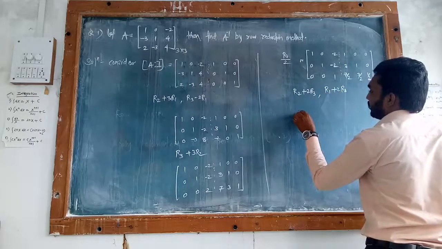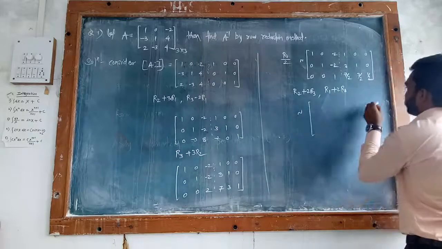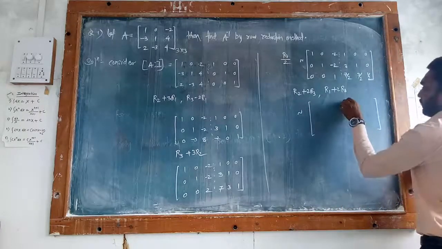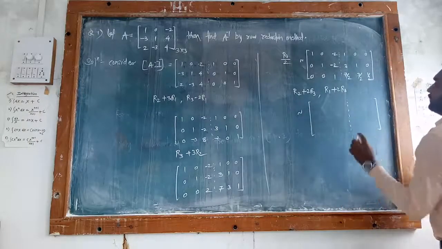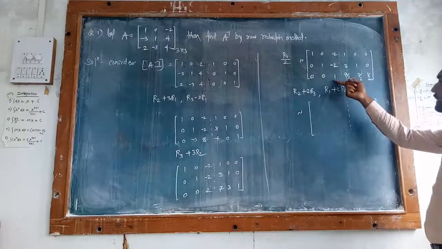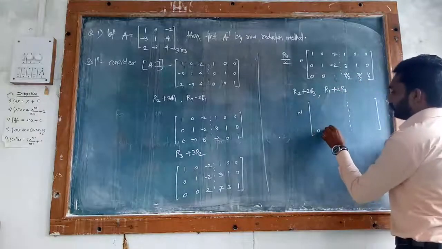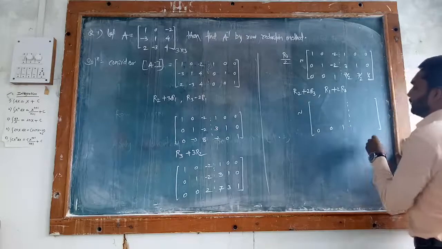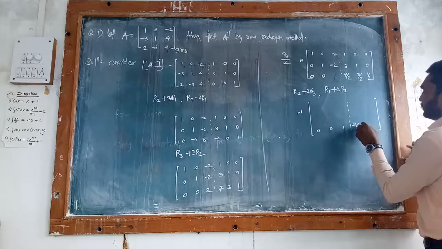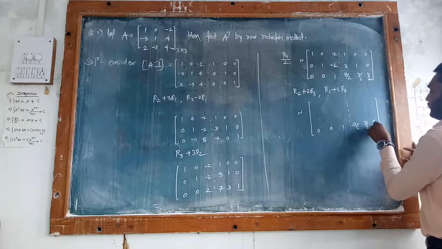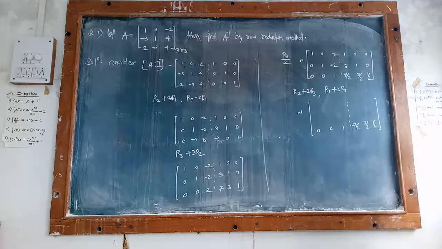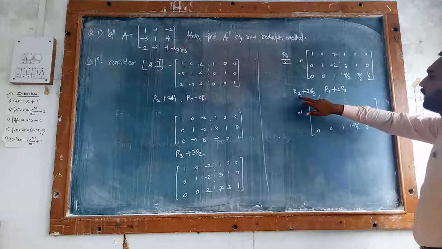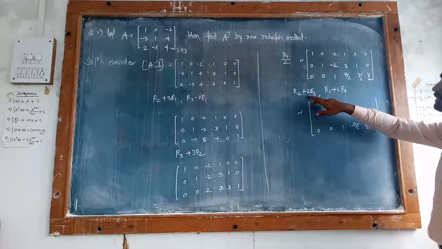So your matrix becomes this, as it is. Your third row becomes as it is, that is 0 0 1. This becomes 7 by 2, 3 by 2, and the last is 1 by 2. So what is your second row operation? R2 plus 2 times R3.